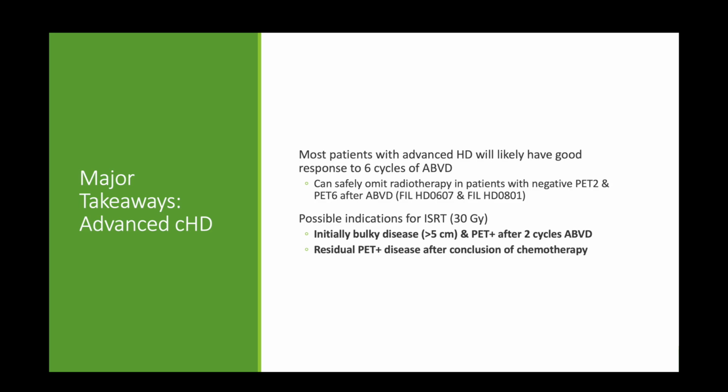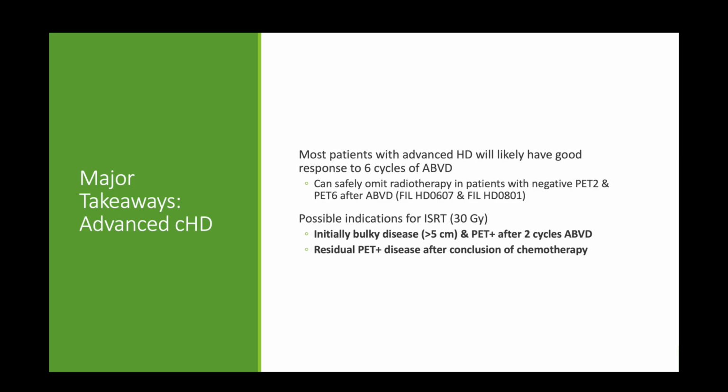And I think the major takeaways here are that most patients with advanced Hodgkin lymphoma will have a good response to 6 cycles of ABVD. And we don't really have good evidence for radiation, even if they have bulky disease, if patients have negative PET scans after 2 cycles and then after 6 cycles of ABVD. So those were those Italian studies that we talked about, and it seems like it is safe to omit radiotherapy, even if they had upfront bulky disease.